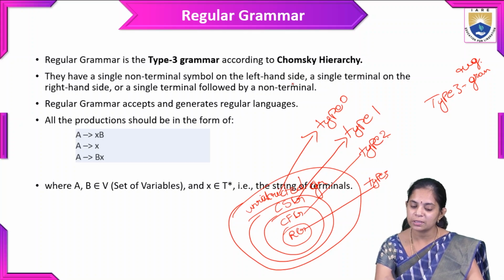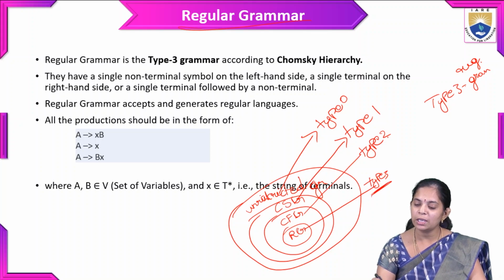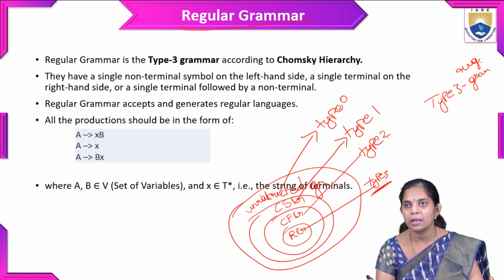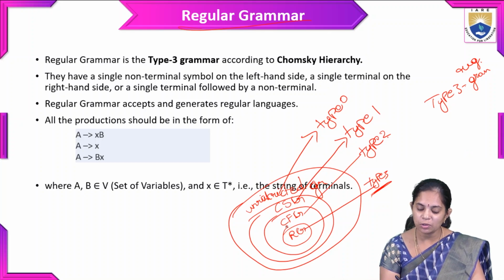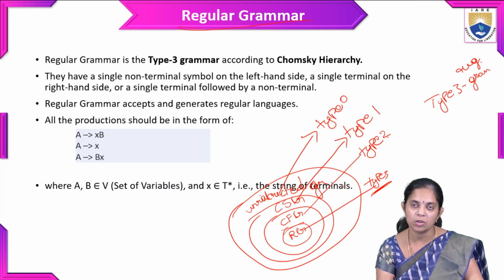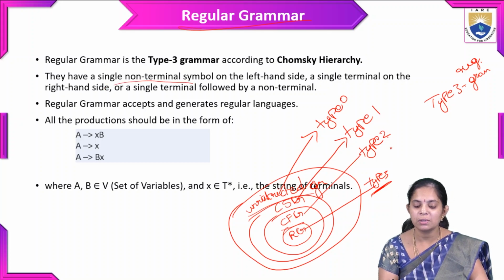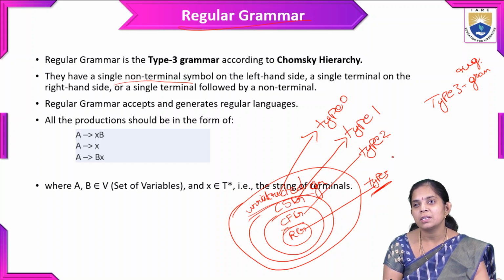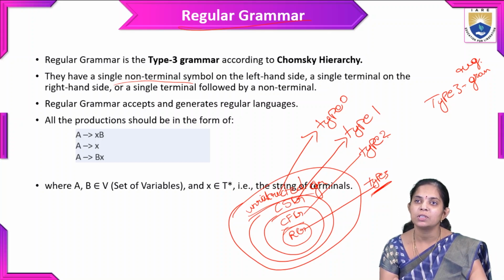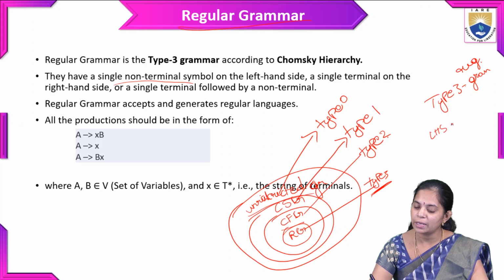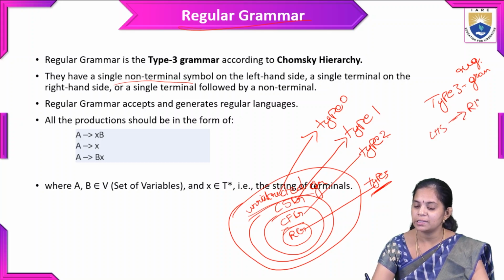Type 3 grammar is nothing but regular grammar, which is a subset of CFG, context free grammar, which is a subset of CSG, context sensitive grammar, and then unrestricted grammar. They have a single non-terminal symbol on the left hand side. Regular grammars have conditions on the left hand side tending to the right hand side. This is the production rule.